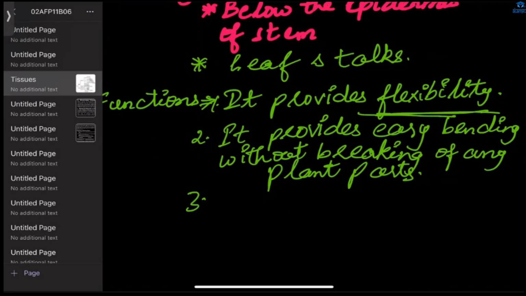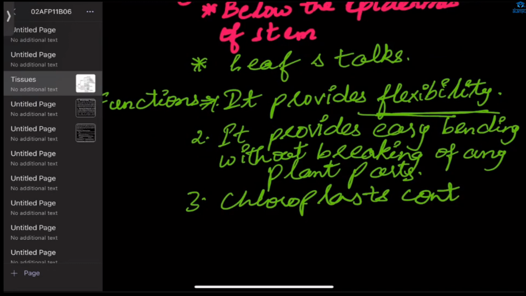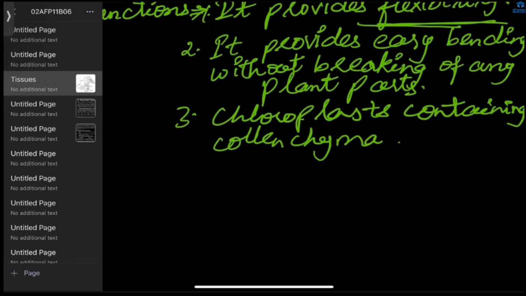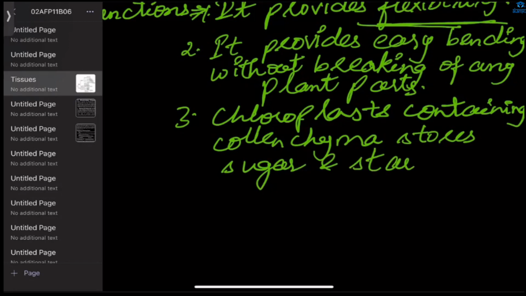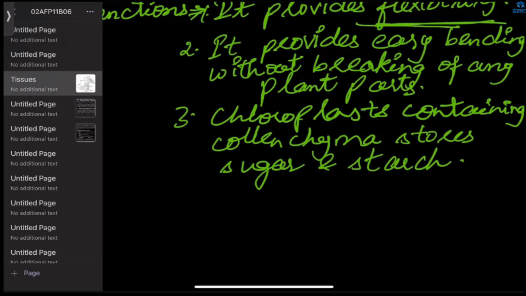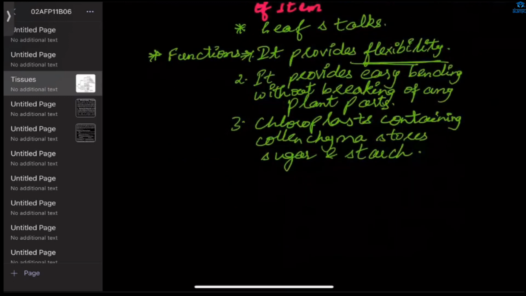Okay. See, the collenchymatous cells which contain chloroplasts also store or manufacture sugar and starch, means they also participate in photosynthesis. Those which contain chloroplasts only participate in photosynthesis. Okay? So, chloroplast-containing collenchyma stores what? Sugar and starch. And sugar and starch is formed by what process? Photosynthesis. Yes. Now we come to sclerenchyma.